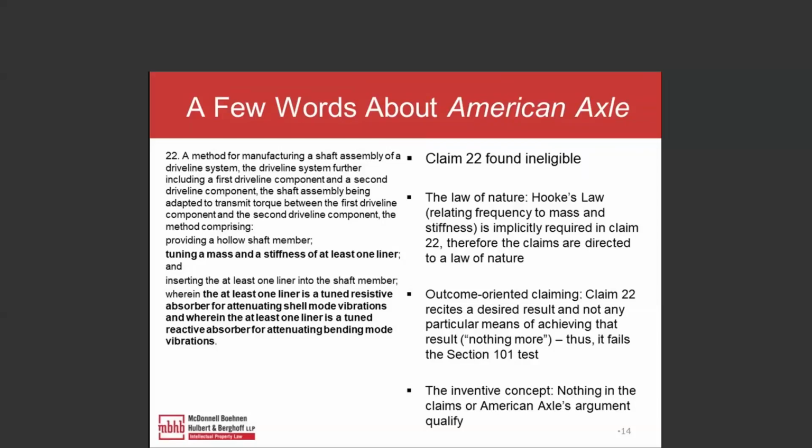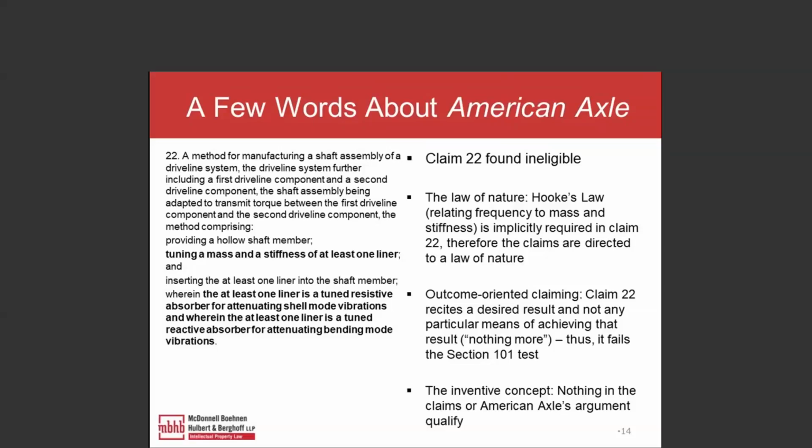Now, the panel majority's reasoning for this was something that we're just going to keep coming back to over and over again, because in some ways it was truly bizarre. First of all, the panel majority looked at this claim and they applied what they claimed to be the two-part Alice test. And they said, this claim is directed to a law of nature. In particular, it's directed to Hooke's law relating frequency to mass and stiffness. Now, you may remember Hooke's law from high school physics. It has to do with the operation of a spring. It's a fairly simple equation.